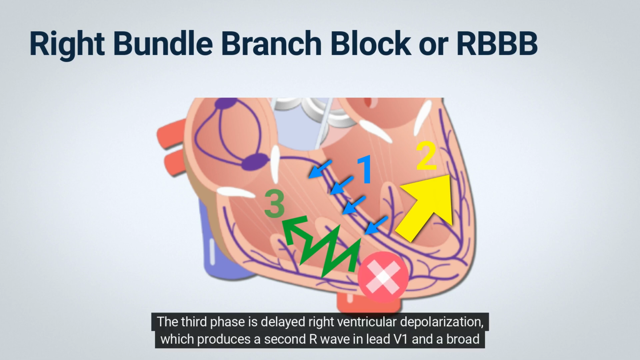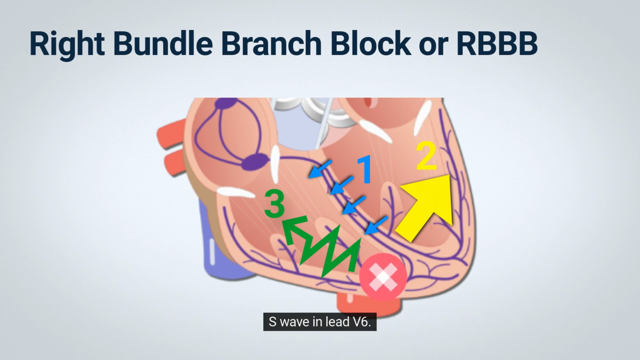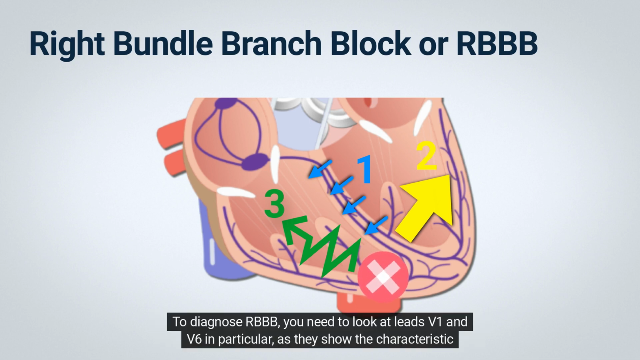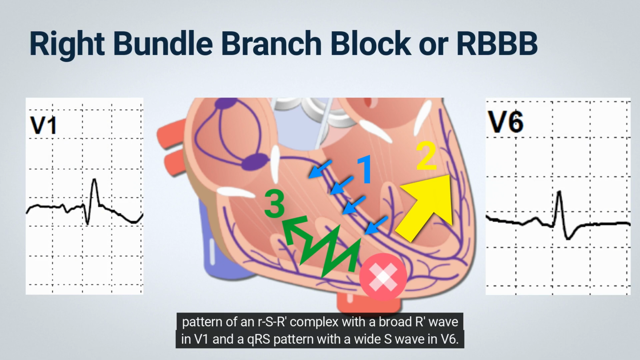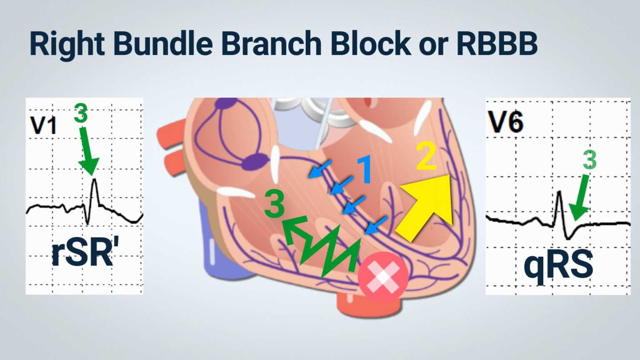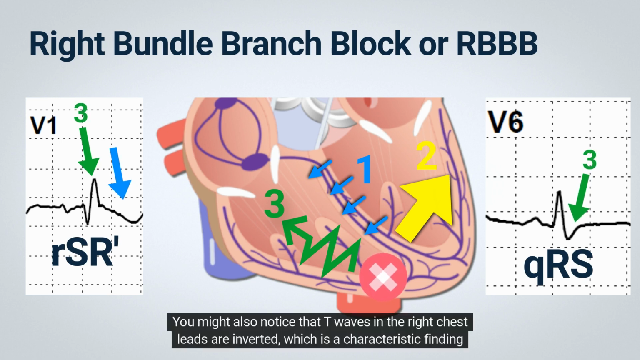The third phase is delayed right ventricular depolarization, which produces a second R wave in lead V1 and a broad S wave in lead V6. To diagnose RBBB, you need to look at leads V1 and V6 in particular, as they show the characteristic pattern of an RSR complex with a broad R wave in V1 and a QRS pattern with a wide S wave in V6. You might also notice that T waves in the right chest leads are inverted, which is a characteristic finding with RBBB.